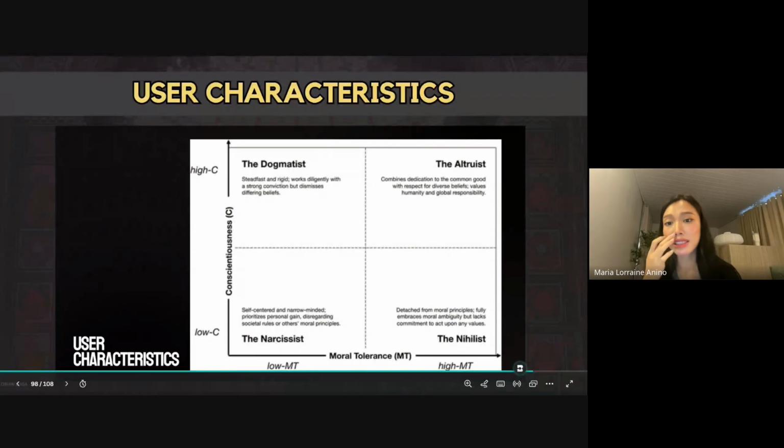Next we have the nihilist: low conscience, high tolerance. This type of person is very open to different beliefs. But the problem here is that they do not really stand for anything. Neutral lang, walang pake. They say, okay lang, it's all good, I do not care. But then they lack action or commitment. That could be in a good way or in a bad way. In a bad way, they just really do not care, even if it's something concerning.